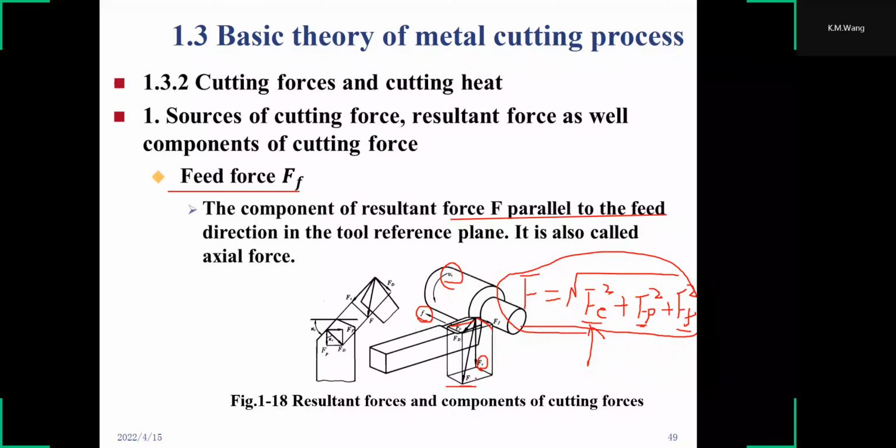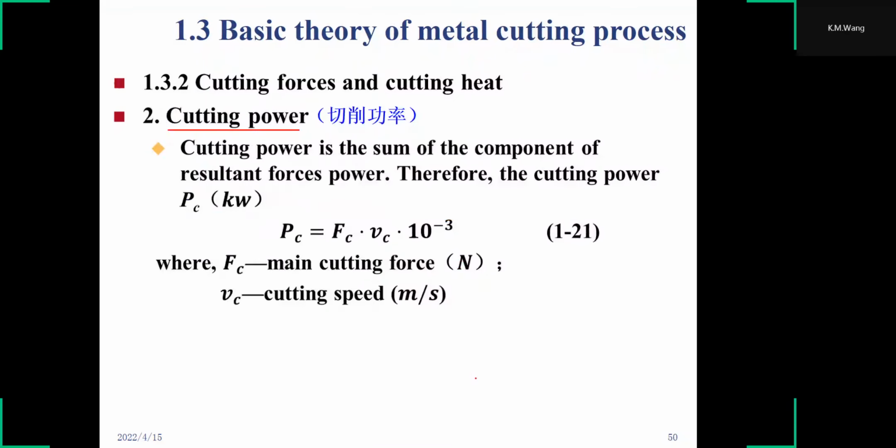And that is the cutting power. The cutting power is the sum of the components of the resultant force power. Therefore, the cutting power can be calculated with this formula. It is related to the primary cutting force and the cutting speed. The cutting power is most related to these two parameters. So with this formula, we can calculate the cutting power.